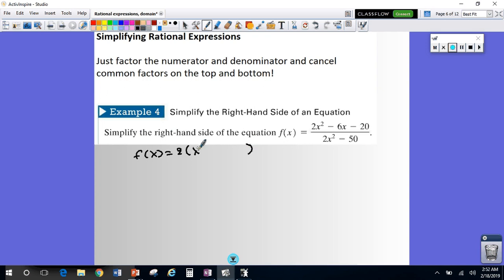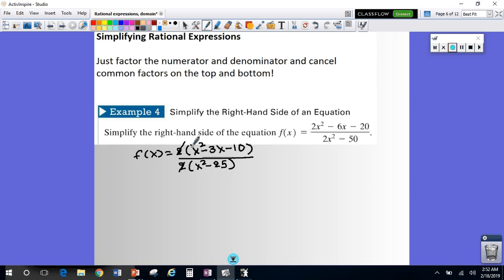So what remains here? This is x square minus 3x minus 10 divided by, even here also we have 2 and 50, so the GCF or the common factor is 2. Again, it is x square minus 25, right? So this 2 and 2 will be crossed out.